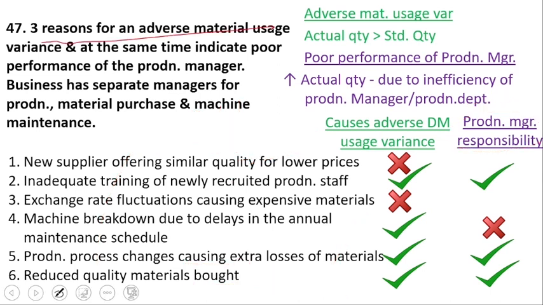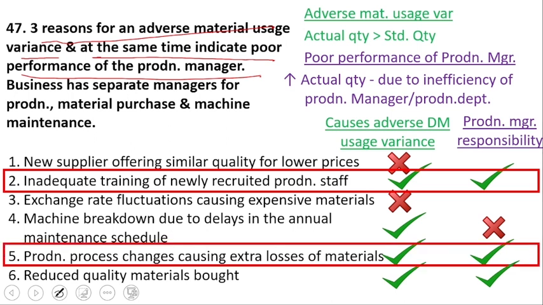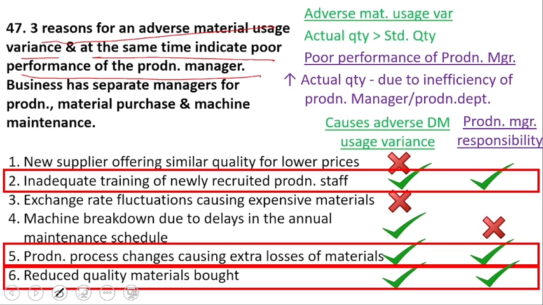So the three reasons for an adverse material usage variance that at the same time indicate poor performance of the production manager are reason 2 where there are 2 ticks, reason 5 where there are 2 ticks, and reason 6 where there are 2 ticks. Now moving on to the next question.